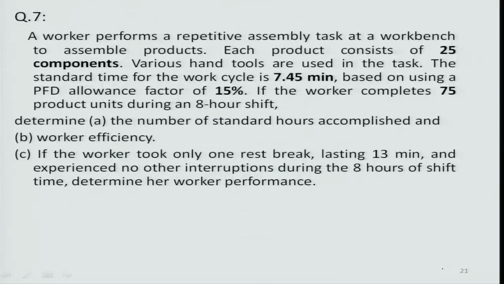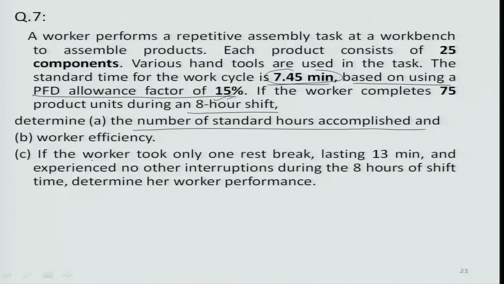Okay, now we will move to the next question, and in this question you can see that there is a problem statement as follows. A worker performs a repetitive assembly task at a workbench to assemble products. Each product consists of 25 components. Various hand tools are used in the task. The standard time for the work cycle is 7.45 minutes based on using a PFD allowance of 15%. It means in this standard time they have included this PFD allowance. Okay, if the worker completes 75 product units during an 8-hour shift, then determine the number of standard hours accomplished and worked. The second part is worker efficiency.